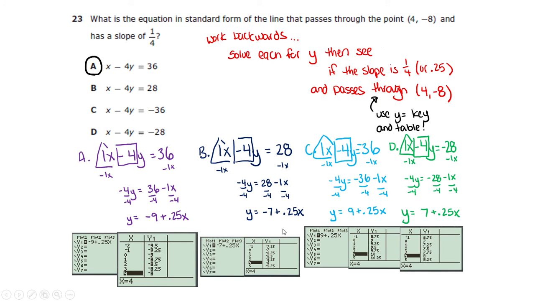All of them solved out are here in different colors. For A, I have -9 plus 0.25x. So the slope matches up, and when I put it into my y equals key, I see that it does hit at (4, -8), which is what we're trying to hit. None of these other equations hit there, so that means A is the right answer.